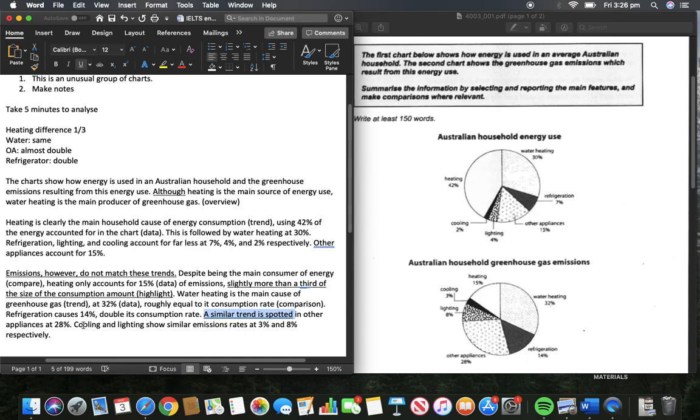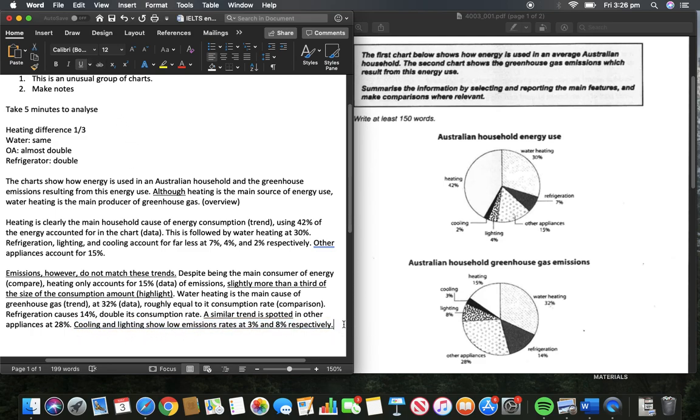And I did cooling and lighting show similar emission rates at 3% and 8%. Actually, really thinking about that, that's kind of lazy, because remember, 3% is 50% bigger than 2, and lighting is a 100% increase. So maybe not similar, I'll just say low. Okay, so that's a little bit lazy. If I wanted to say lighting has increased twofold, then that probably works as well. But I've just decided to keep it simple, and that's fine.